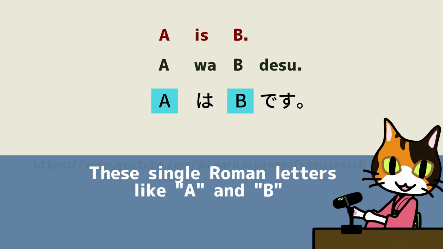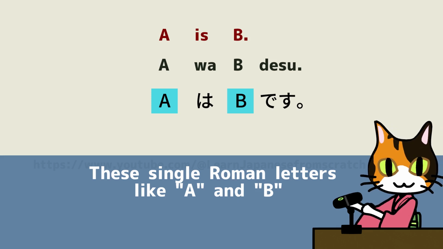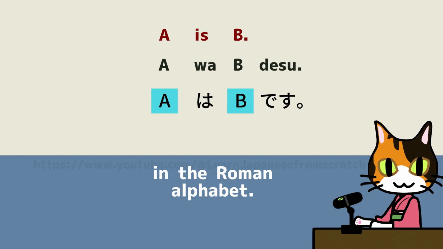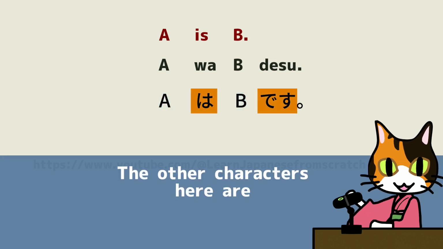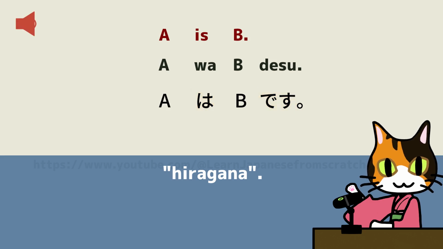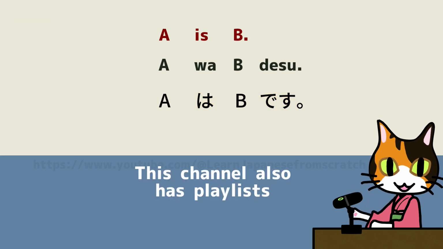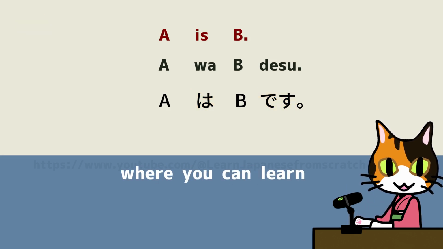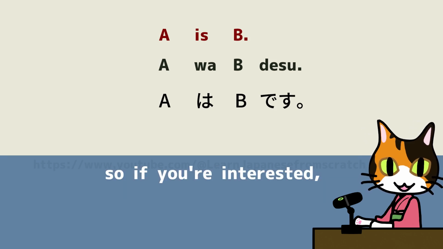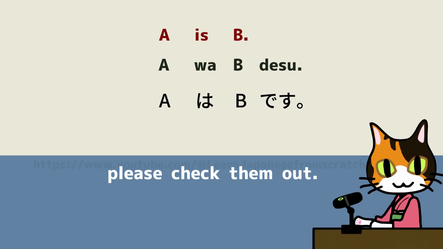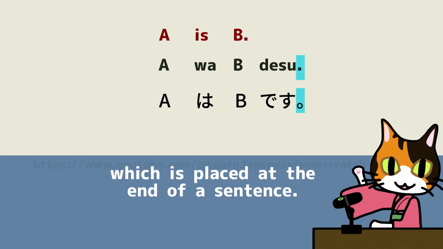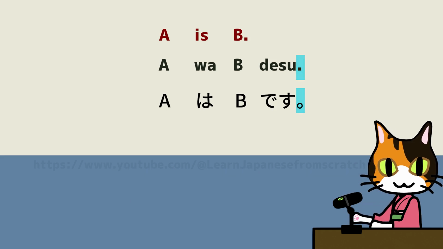These single Roman letters like A and B are usually written as they are in the Roman alphabet. The other characters here are Japanese phonetic characters called hiragana. ひらがな。 This channel also has playlists where you can learn how to read and write each character, so if you're interested, please check them out. And this little circle is a period in Japanese, which is placed at the end of a sentence.